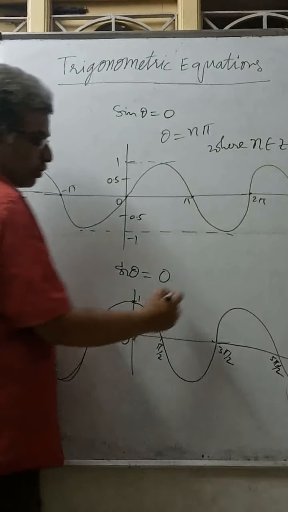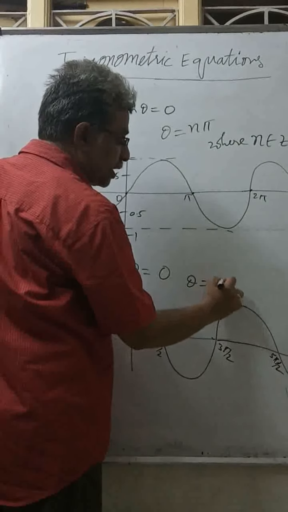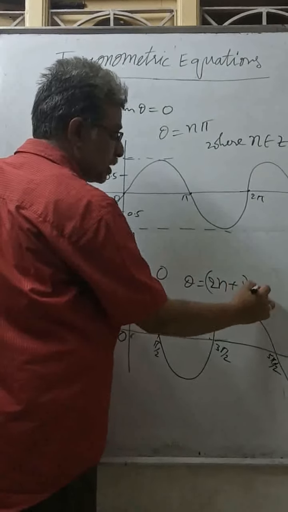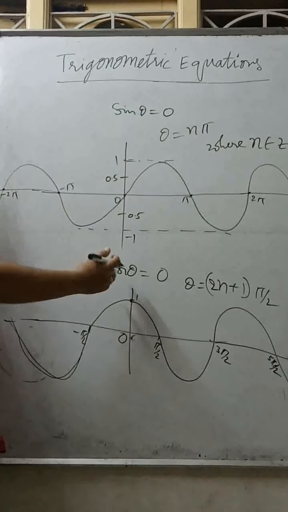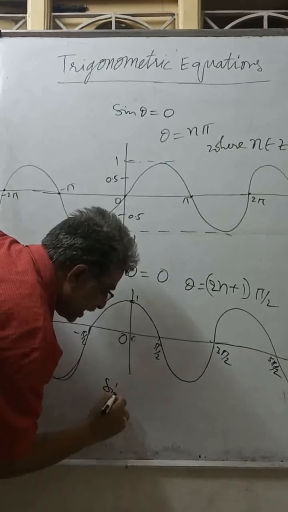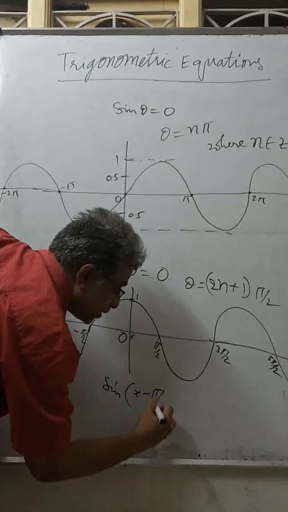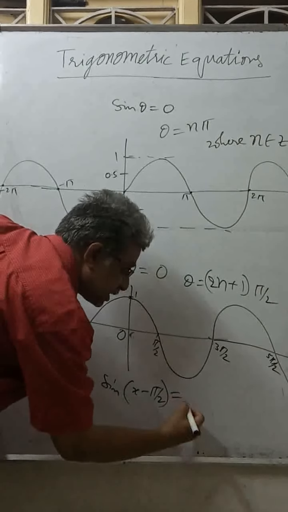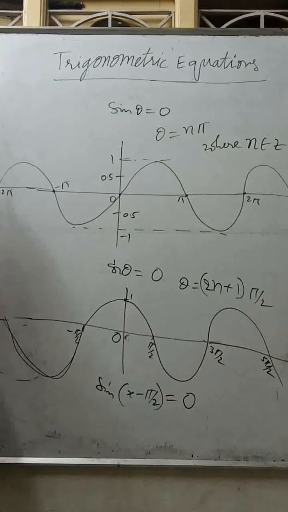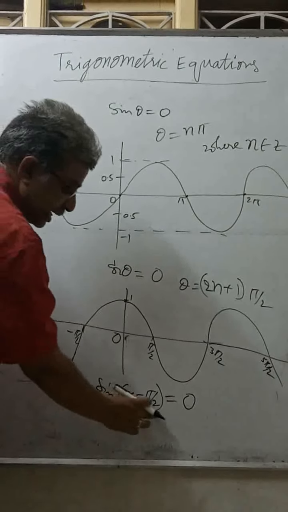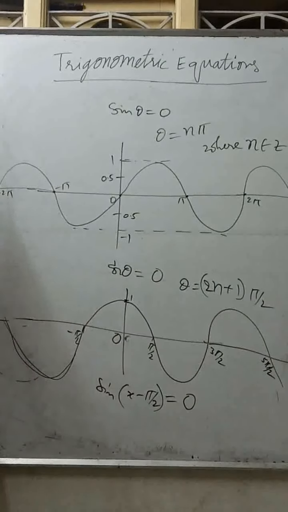So if cos theta equal to 0, the general solution is theta equal to 2n plus 1, odd multiples; even plus 1 gives you odd. So 2n plus 1 into pi by 2. Or using sin you can derive the cos. Cos theta is nothing but sin of 90 minus theta. So pi by 2 minus x, I will write as x minus pi by 2 or pi by 2 minus x, your choice, is equal to 0. If I write cos theta as sin 90 minus theta equal to 0, nothing will happen. That's why I am writing cos of x minus pi by 2.